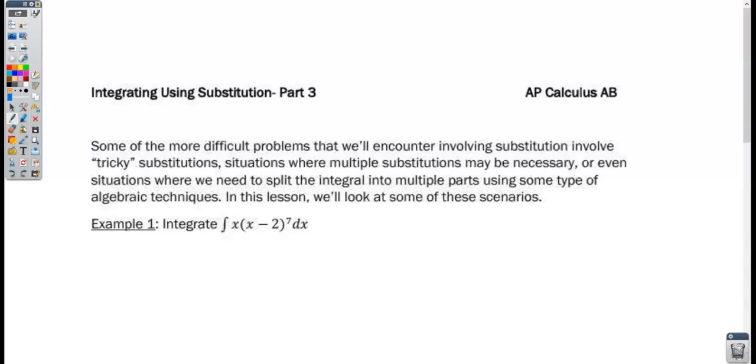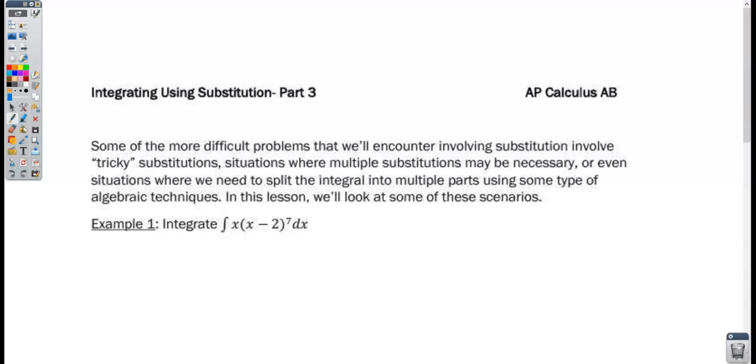We are continuing the integrating using substitution. This is part 3 of our lessons on integrating using substitution for section 6.9 of AP Calculus. In this one we're going to handle some trickier substitutions, some things that I consider more bizarre situations, and some of the harder kinds of problems that we can do using integration by substitution.